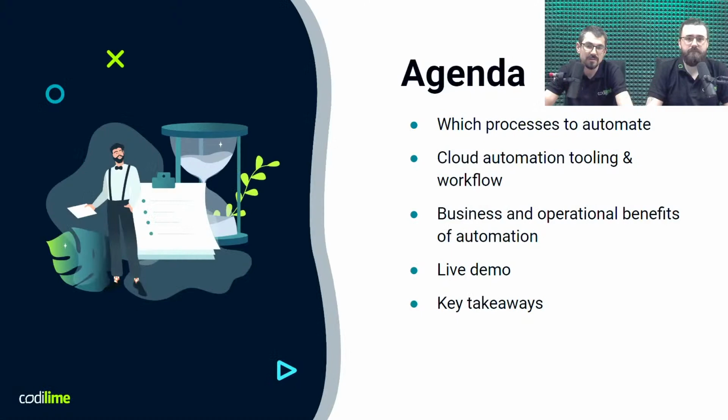Okay, so this is our agenda for today. We'll speak about which processes to automate in the cloud. We'll speak a little bit as well about the cloud automation example workflow and related tooling. Then we will say a few words about business and operational benefits of automation. Finally, we'll share the live demo where we are going to deploy some VNF in the cloud. And we will finalize with key takeaways and a question and answer session.